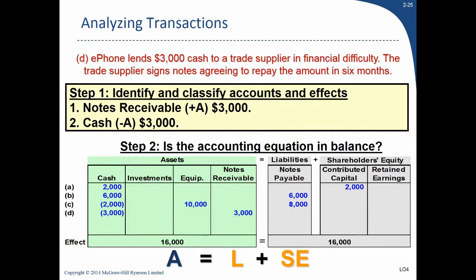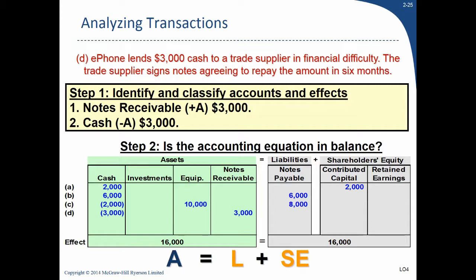ePhone lends $3,000 to a supplier in financial difficulty. Not a very good idea, but still. The trade supplier signs notes agreeing to repay the full amount in 6 months. So before we go with this transaction, remember, we're capitalists, right? We want to make money.